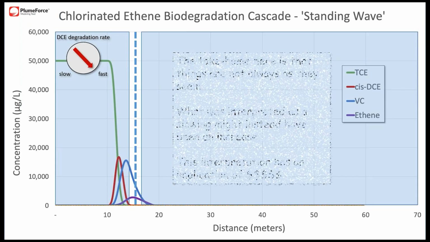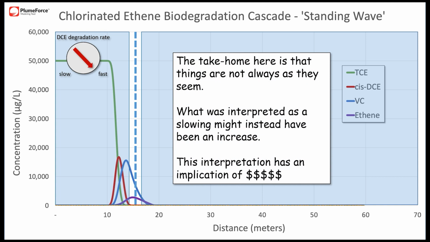So the take home that we have here is that things are not always as they seem. What was interpreted as a slowing might instead have been an increase. And this interpretation has the implications of an awful lot of dollars. It is worth mentioning that with respect to this exercise, the modeling does not have to be a facsimile reproduction. Real world data themselves are seldom stable, so therefore chasing an exact fit is often a fool's errand.